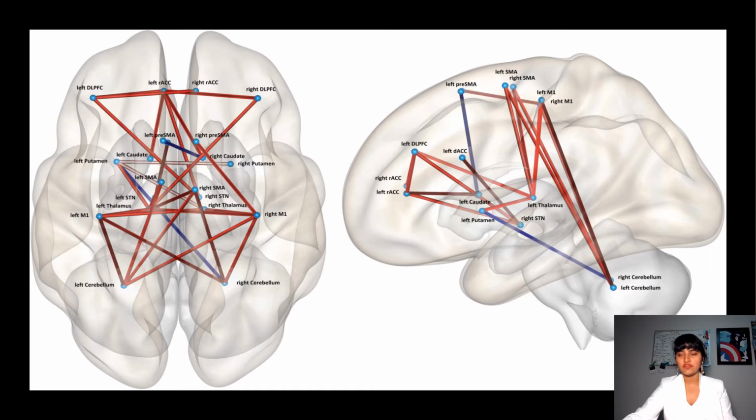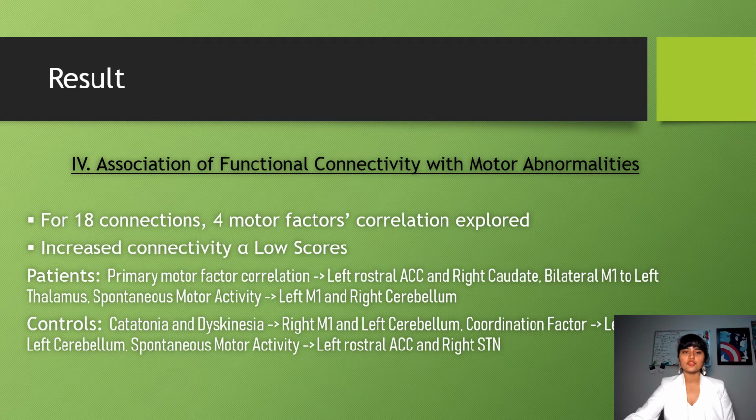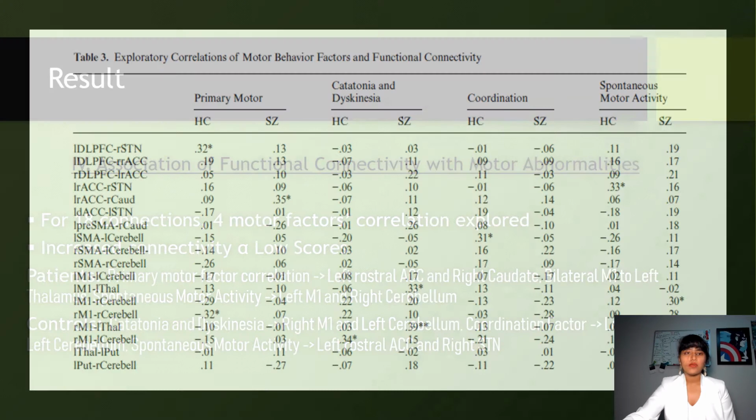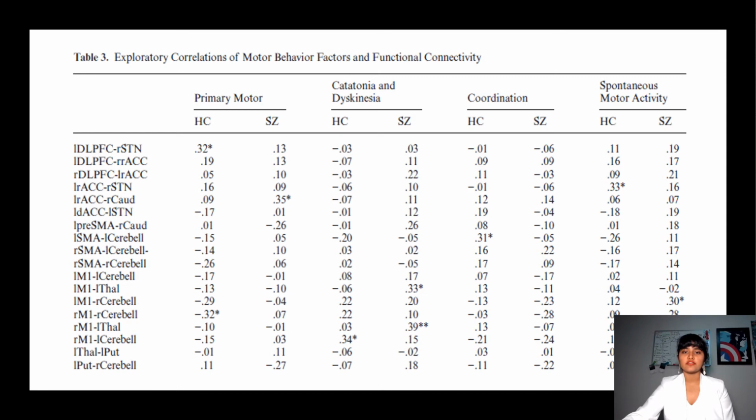Result four is association of functional connectivity with motor abnormalities. So for 18 connections, there were 4 motor factors correlated. Increased connectivity relates to low scores. So these were the data for patients and controls. This is table 3, which tells us about the correlation of motor behavior factors and functional connectivity.